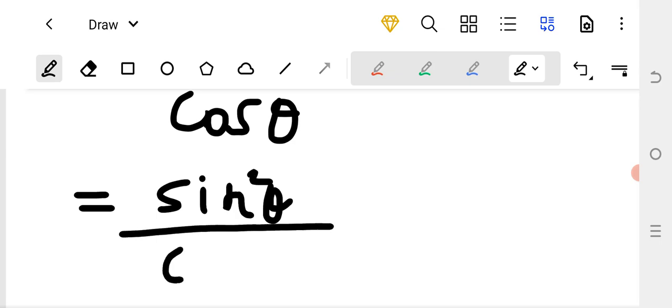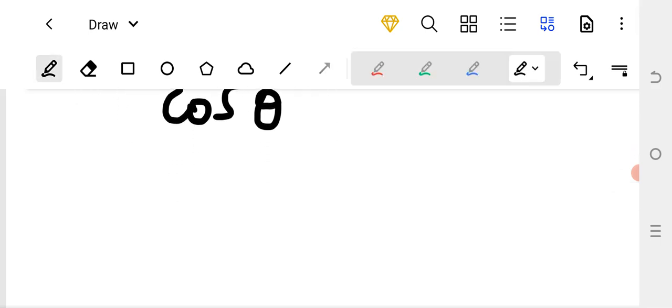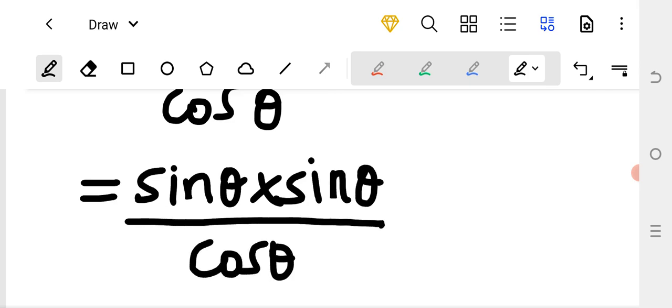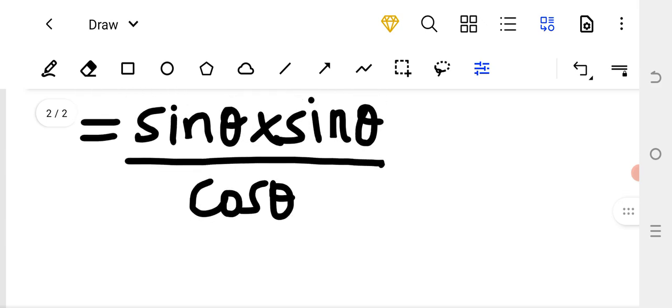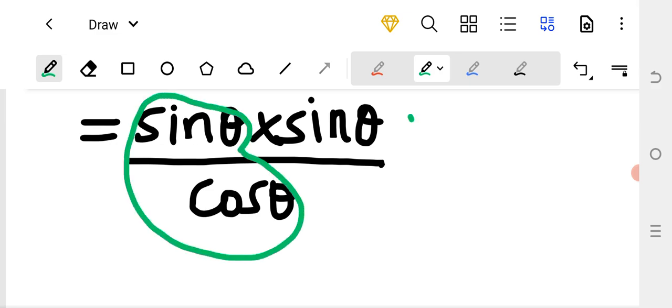You divide by cos theta. Then sine theta squared is the same as what? Sine theta times sine theta. So we'll say is equal to sine theta, okay, times sine theta. Then you divide by what? Cos theta. So it's the same as sine theta times sine theta, you divide by cos theta. Then we're going to break this down, okay? So what do I mean we're going to break this down? You know sine theta over cos theta is tan theta, and then we're going to remain with a sine theta here. So that would be our answer.